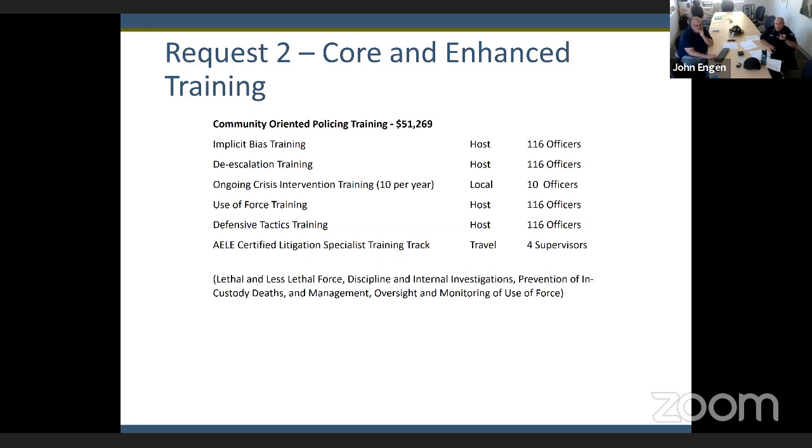So the budget figure for providing this training, if there's travel, if there is something we have to pay tuition for, if there is something we will be hiring an outside vendor or provider for, we have gotten information to provide the quote of $51,269 in order to provide this enhanced training for our community-oriented policing program.